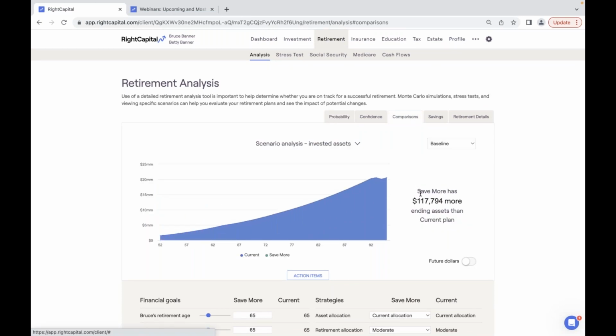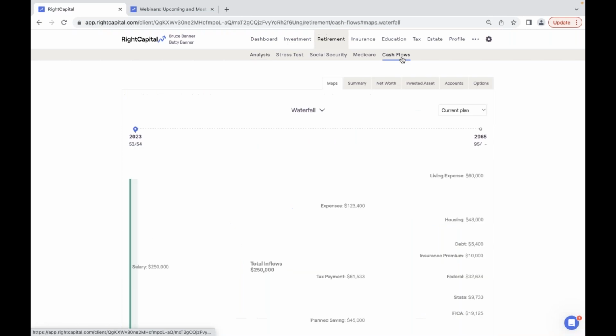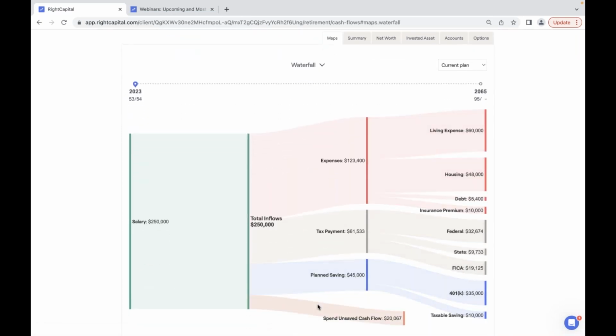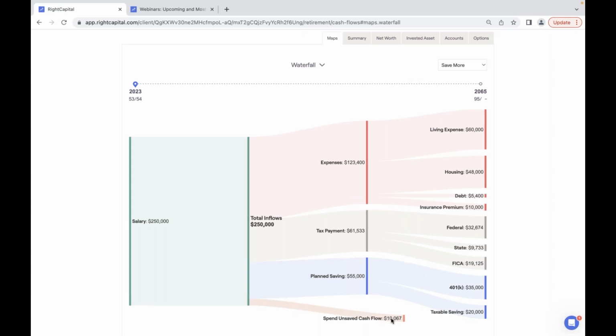We can say, here's some benefit for you for the long term, but overall, when we look at the cash flows, we can then compare this and say, well, in your current plan, it looks like you have some extra cash flow in your first year. Let's capture some of that. So let's switch to the save more plan, and we can see that you can actually still have some excess money to play with here, but we're actually gonna be able to save 55,000 instead of 10,000.